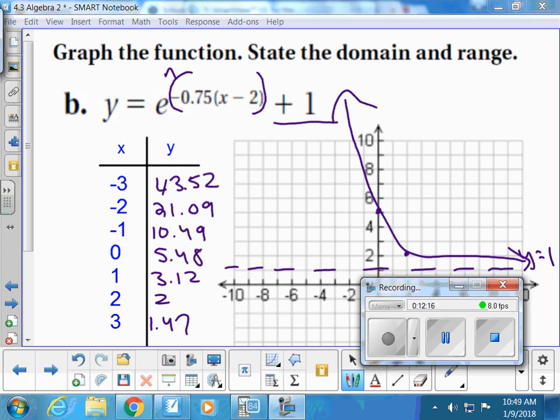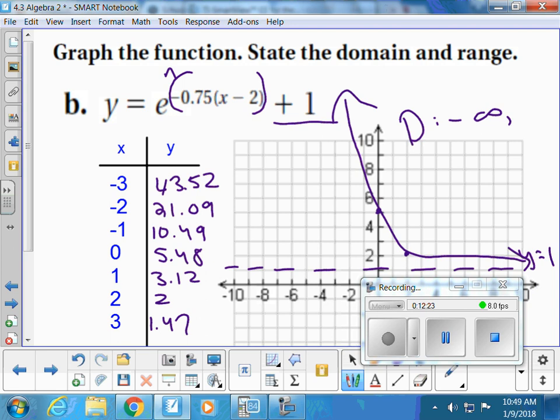All right, we're ready to answer domain and range. So what do you guys think for domain? All real, so negative infinity through infinity. And range is a little bit different than the last one because it's been shifted. What do we think? 1 through infinity. So it can't go below 1 because that's where that asymptote's at.